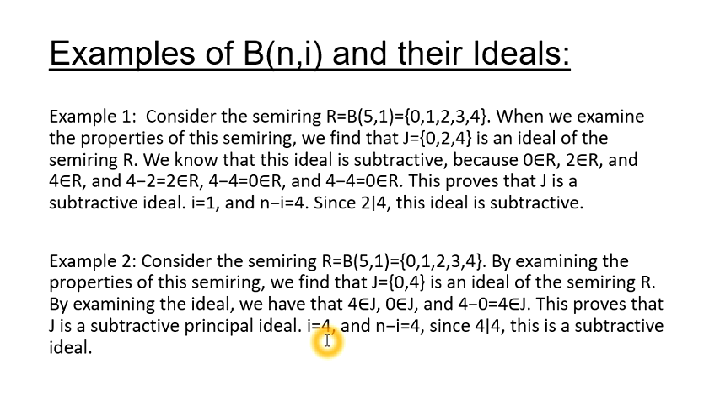Now we look at the same semiring. J equals {0, 4} is an ideal of this semiring. 4 is an element of J, 0 is an element of J, and the difference between 4 and 0, which is 4, is also an element of J. So J is a subtractive principal ideal.